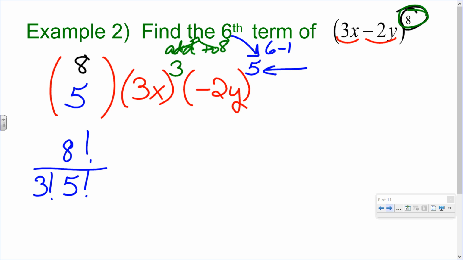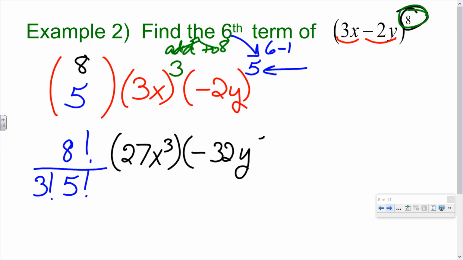Next we have 3x cubed, which means 3 cubed times x cubed, so 27x cubed. We have negative 2y to the 5th power, so negative 2 to the 5th times y to the 5th. A negative to an odd power is still going to be negative. 2 to the 5th is 32, and then of course y to the 5th.